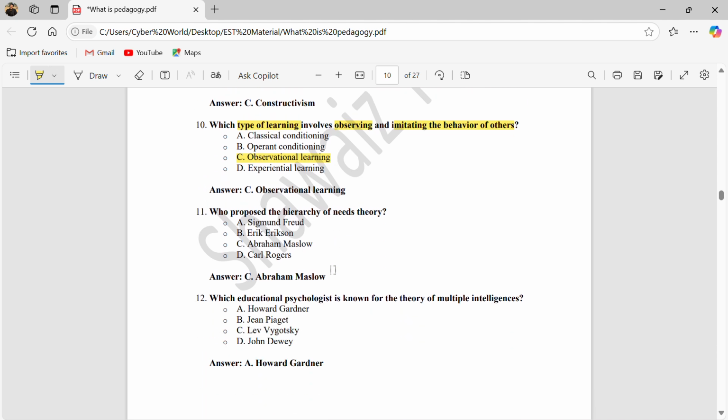Who proposed the hierarchy of needs theory? So what is the needs theory? Basically, this hierarchy of needs theory, we know, is proposed by Abraham Maslow. Not Erik Erikson, not Carl Rogers, not Sigmund Freud. So the correct answer is Abraham Maslow. So he proposed the hierarchy of needs theory.